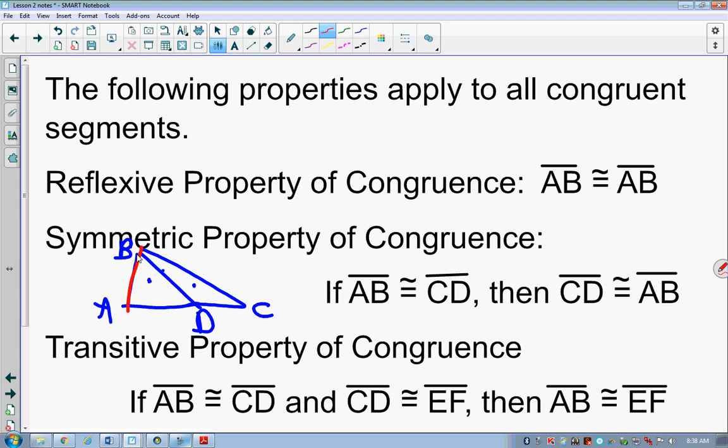Symmetric property of congruence is if AB is congruent to CD, then CD is congruent to AB. If one thing is congruent to something else, then something else is congruent to the first thing. All you're doing is switching the order around. If they're congruent to each other, it doesn't matter which side of the equal sign or the congruent sign that they exist on.